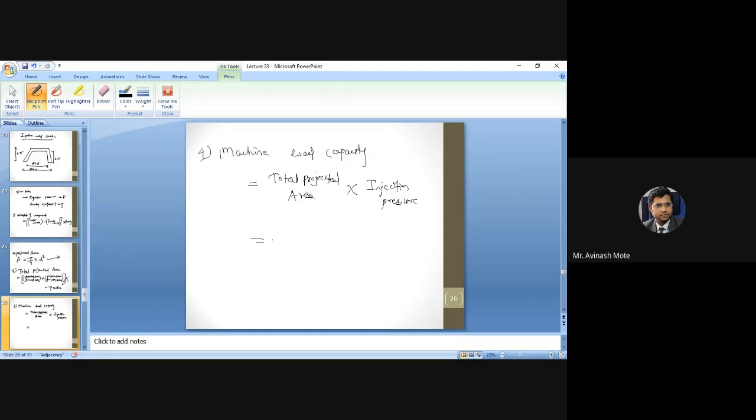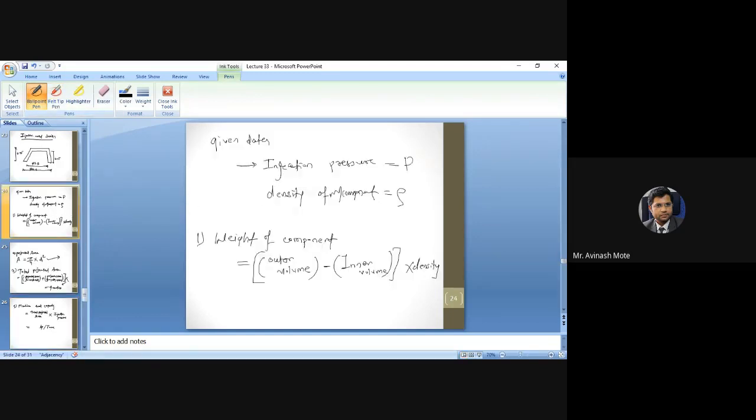Now this machine load capacity you will get in terms of kg, or you can convert this into ton. Mostly machine load capacity is represented by ton. So whenever you get kg, you will have to convert it into ton, right? Now in the given data, one more thing may be given, or sometimes we'll have to assume.